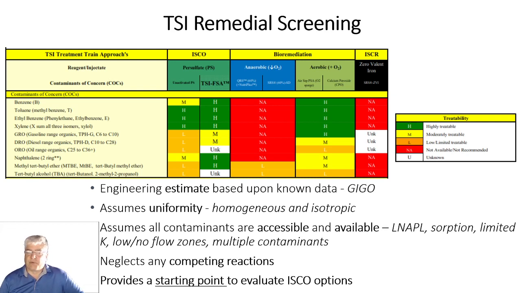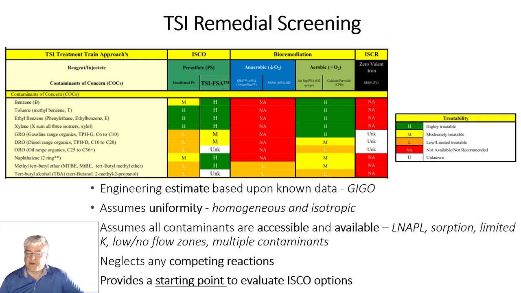For this particular problem, you could see green indicating highly treatable. You could address this site by ISCO means or aerobic bioremediation means. Again, two different ways of approaching the same site. Selection is really based upon personal desire, contractor acceptance, site conditions, etc. So this was just a screening matrix.